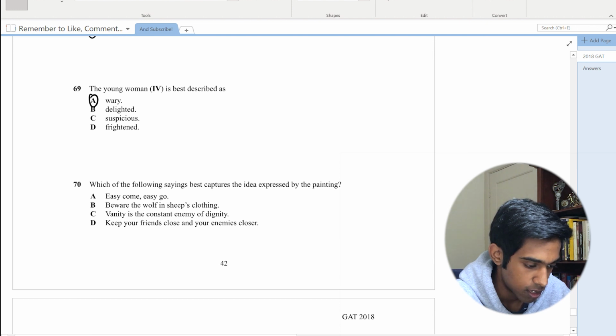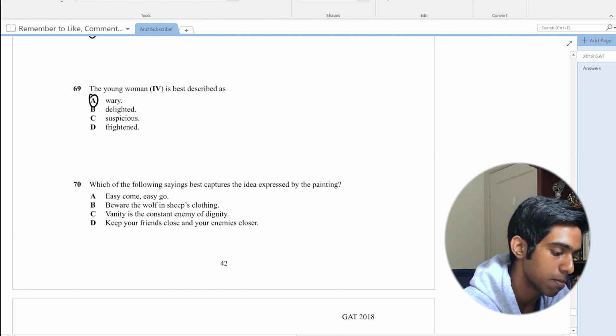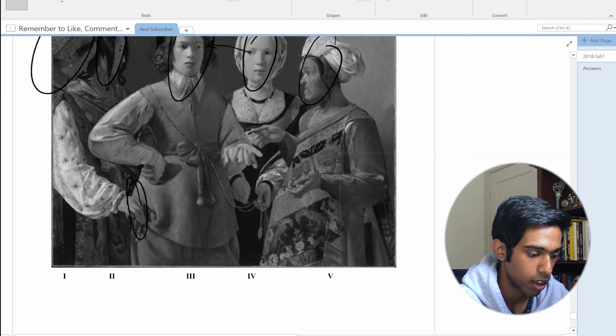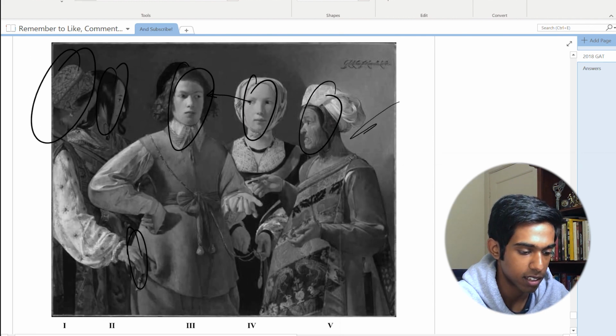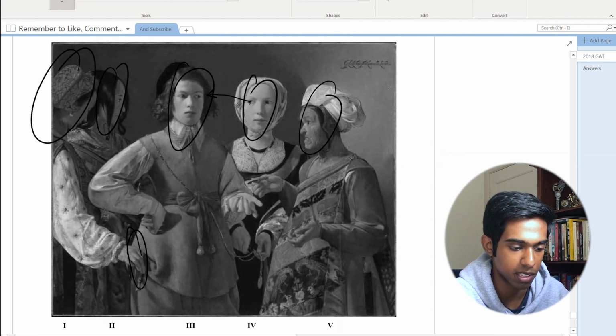Which of the following sayings best captures the idea expressed by the painting? Easy come, easy go; beware the wolf in sheep's clothing; vanity is the constant enemy of dignity; keep your friends close. So this is definitely B because these people are disguised and they're misleading this person.